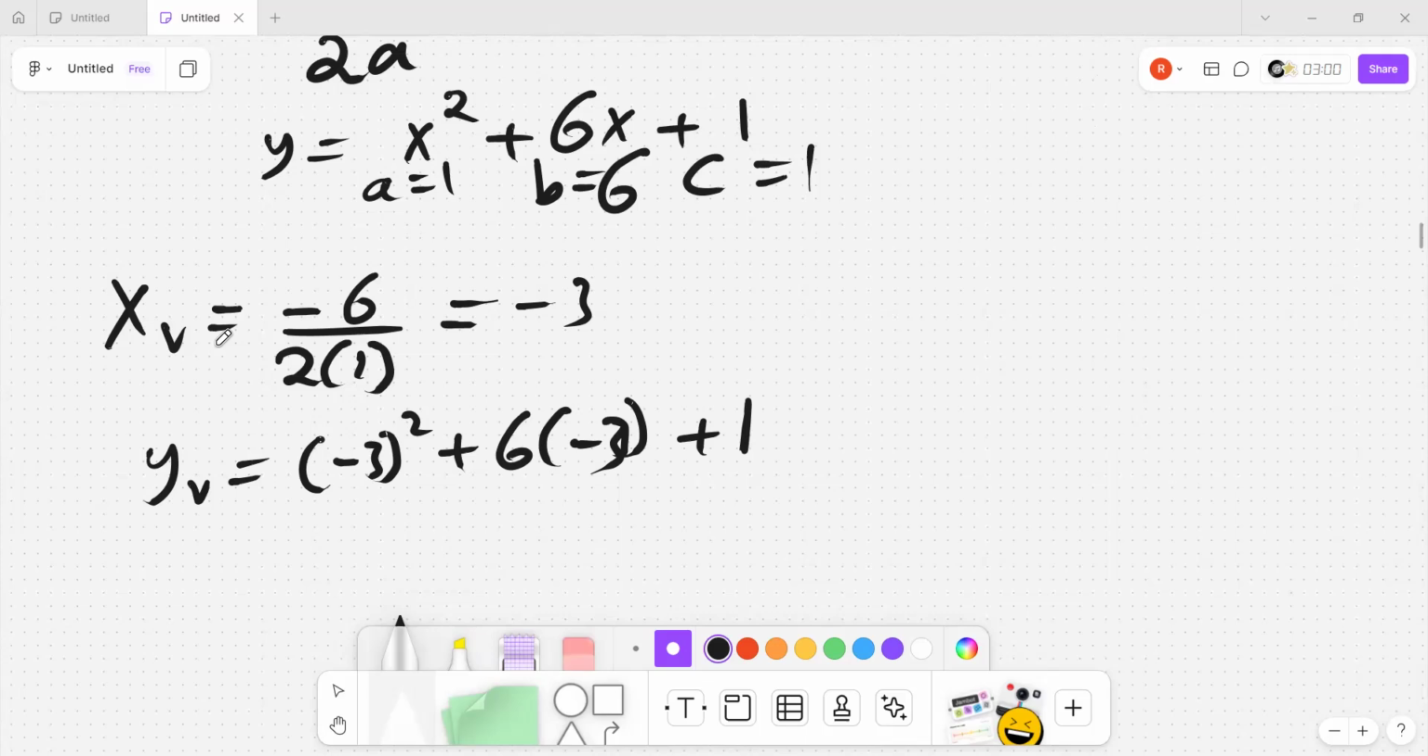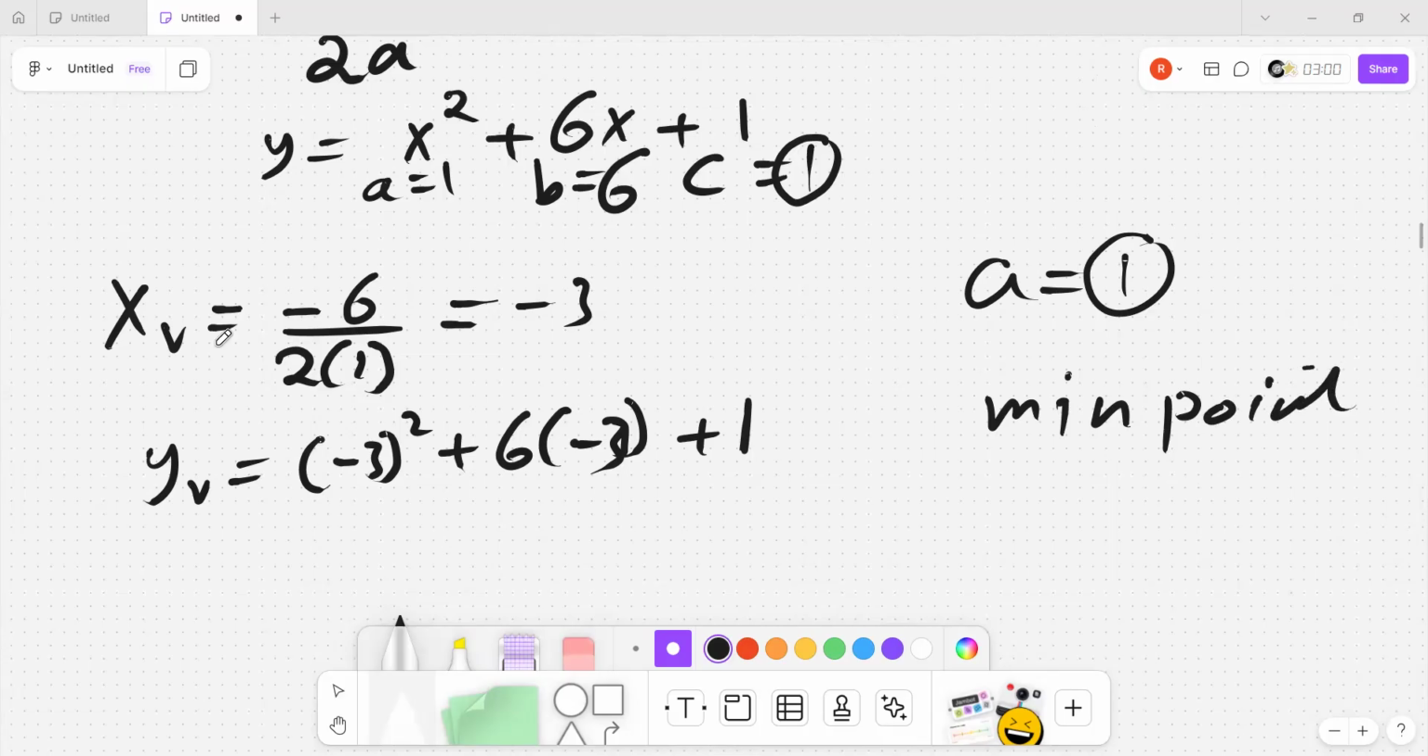And our y-intercept will be 1, of course, okay? And our parabola will be looking upwards because a is positive 1. So our y-vertex will be our minimum point. So if you were asked about the minimum point of a vertex, that is referred to the y-vertex.